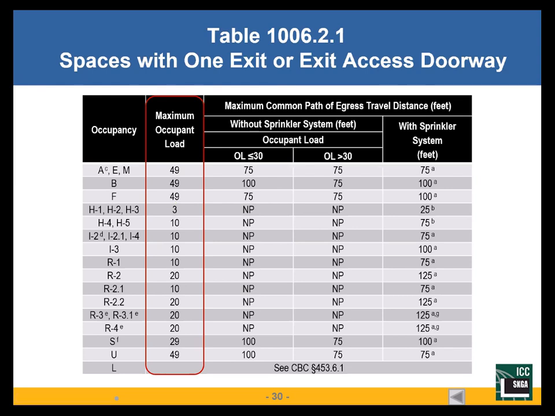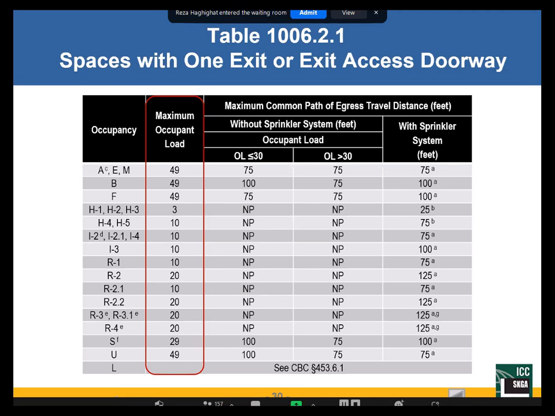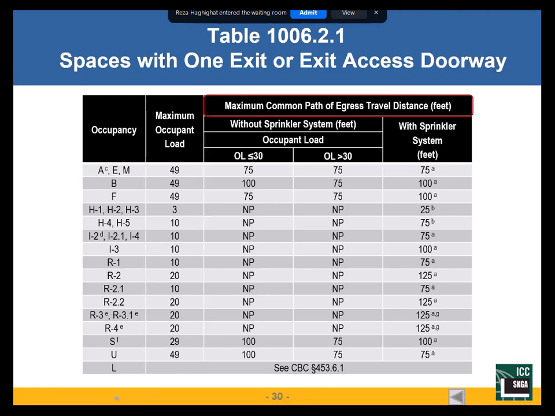Be aware, though, that it's not the only number that applies. We've got 10. When I exceed 10, I need 2 exits. The one oddball here is a group S occupancy warehouse. When I have 30 or more occupants, I need 2 exits. So to have just 1 exit, I have to comply with the maximum occupant load and the maximum common path of egress travel.